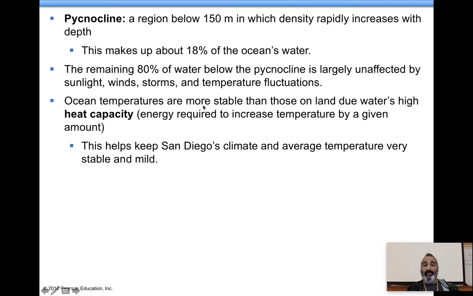And what's happening there, you don't have a lot of effects of sun and wind. Why? Because it's so deep. The sun and the winds and storms, temperature fluctuations, you don't have a lot of that affecting it down there.